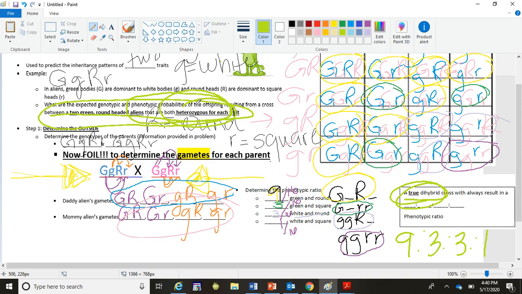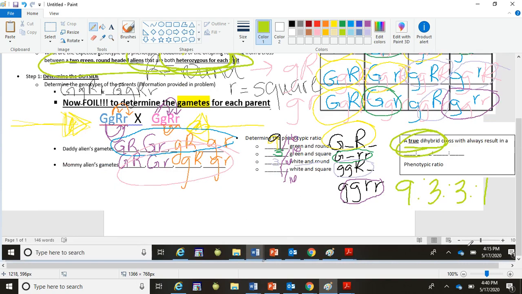If one is homozygous dominant for both traits, or one's homozygous for body color but heterozygous for head shape or something like that, and they're not both hybrids for both traits, then your ratio is going to be different than 9 to 3 to 3 to 1. But if you read in a problem and you notice that it's a true dihybrid, then you can go ahead and just know that the phenotypic ratio is going to be 9 to 3 to 3 to 1. Remember, all of those are out of 16.